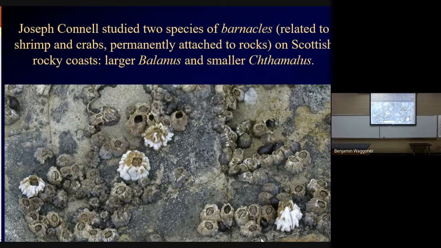If you were a barnacle, you would be permanently glued to the floor by your head, and you would have to kick food particles towards your mouth. Probably just as well you're not a barnacle. But that's what these are. And he looked at two genera of barnacles on Scottish rocky coasts: a large one called Balanus, and a smaller one called Cathamalus. And they're both growing on the same rocks in Scotland.